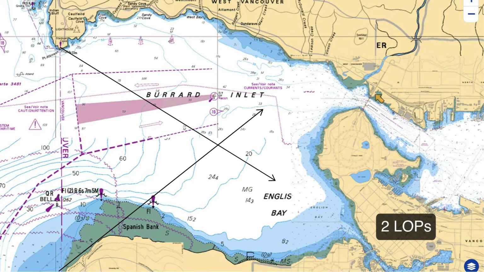For the best accuracy, the second LOP should bisect as close to 90 degrees as possible. Ideally, I would plot a third LOP, and you will see this a bit later in the video. But for now, I just want you to understand what an LOP is.